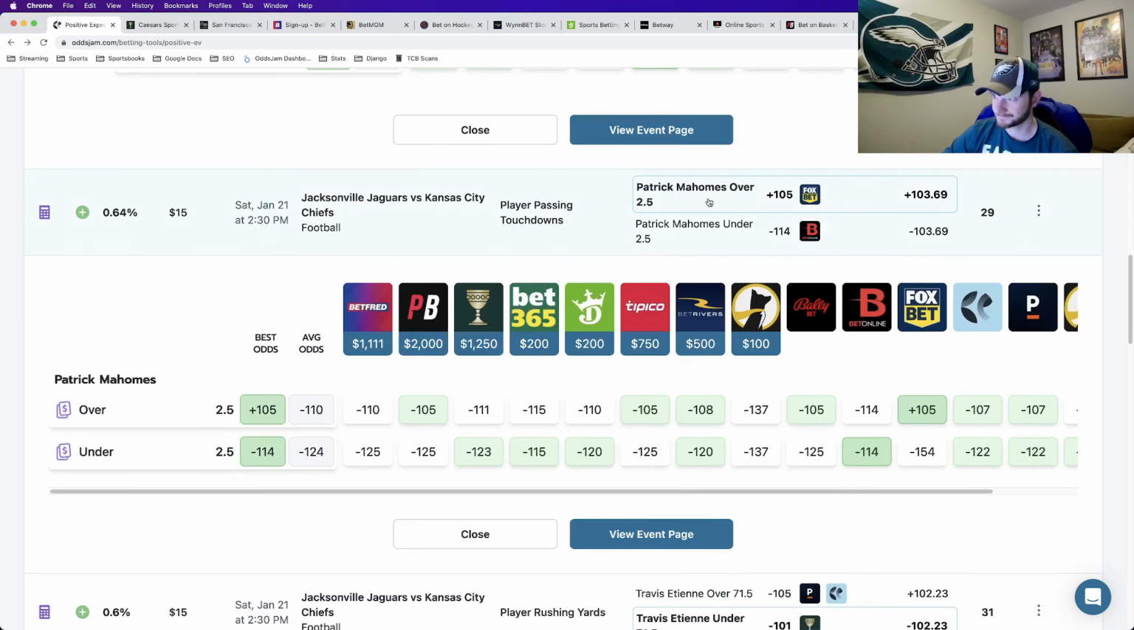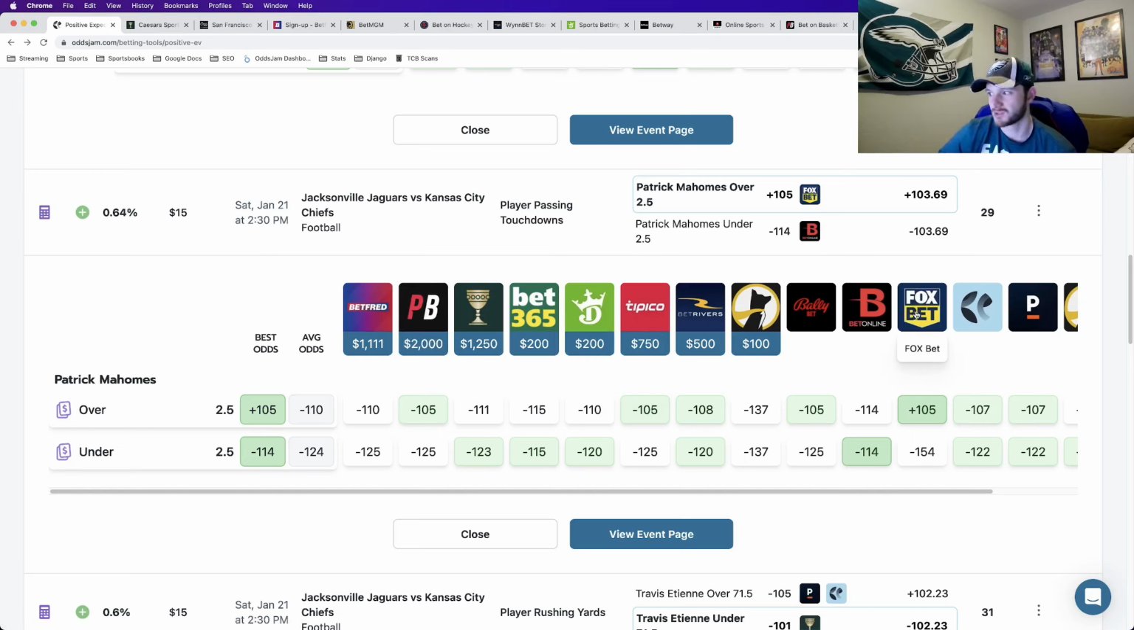Play number three, we're looking at Pat Mahomes to go over 2.5 passing touchdowns. So this is at +105 at FoxBet. No book has this for plus money. Pinnacle at -107. BetOnline has it at 50-50. DraftKings -110. Again, the closest book is at -105.